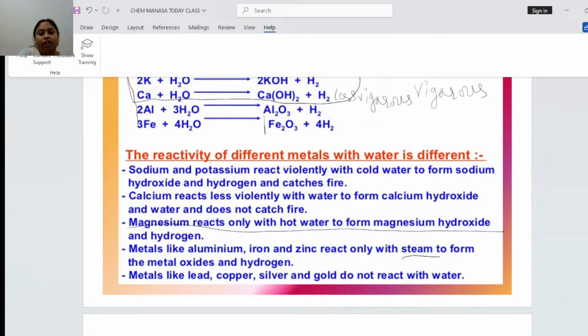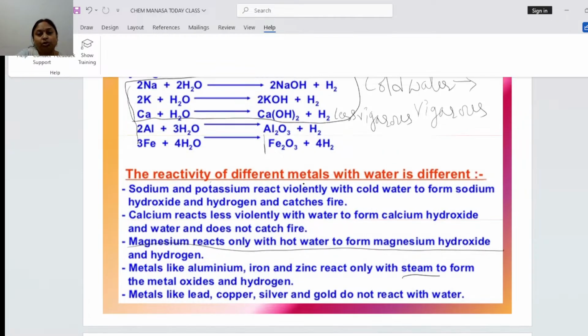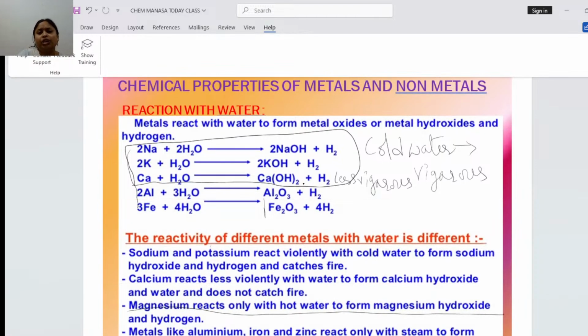One more thing is that sodium and potassium with cold water give a violent reaction and catch fire, we are saying. So to prevent all these reactions, we are supposed to store sodium and potassium in kerosene oil. These are highly reactive metals and the reaction is very vigorous when they come in contact with water and oxygen. To avoid that, we have to store them in kerosene.